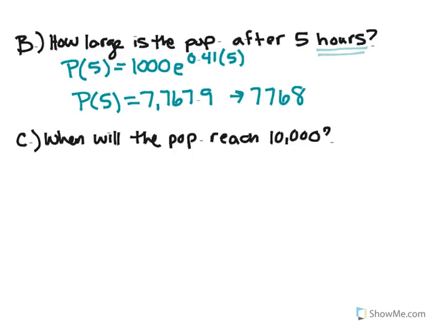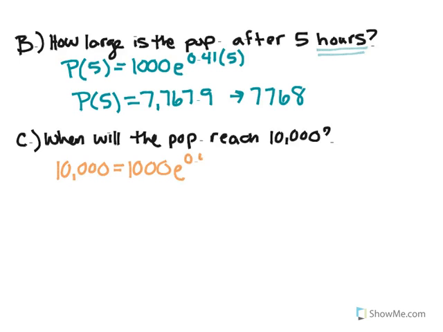And then part C is, when will the population reach 10,000? So in this case, I'm not given time, I'm trying to look for time, and I want my ending result to be equal to 10,000. So we are going to do this like so. We're going to set our function equal to 10,000 and solve this using our logarithm properties.